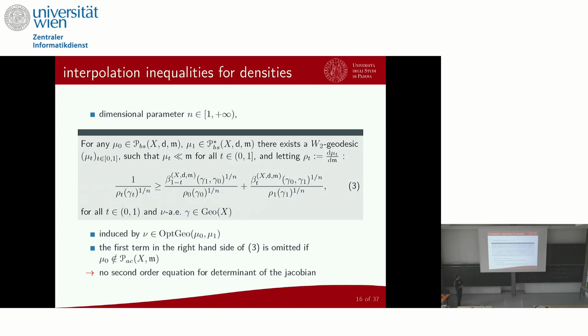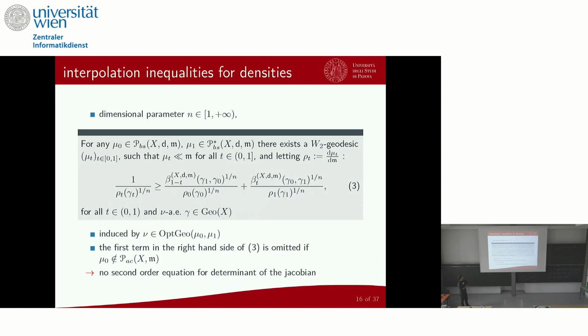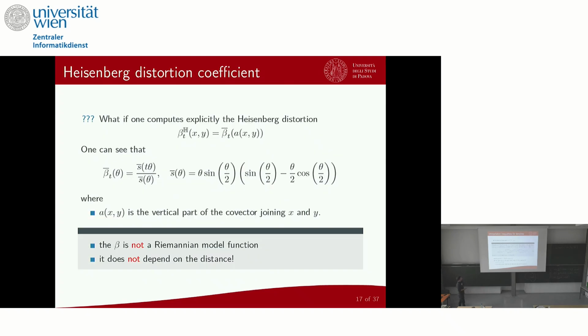So essentially, say the reason why at this third level you cannot prove the Brunn-Minkowski inequality with capital N in the denominator and inner weight is related with the fact that the determinant of the Jacobian does not satisfy a second order differential equation, okay, like in the Riemannian case. Very good. What happens if you compute the Heisenberg distortion?